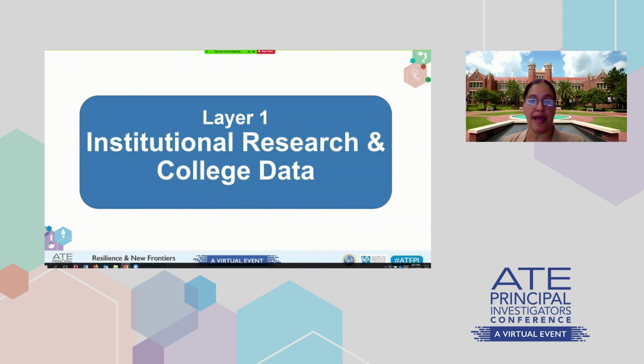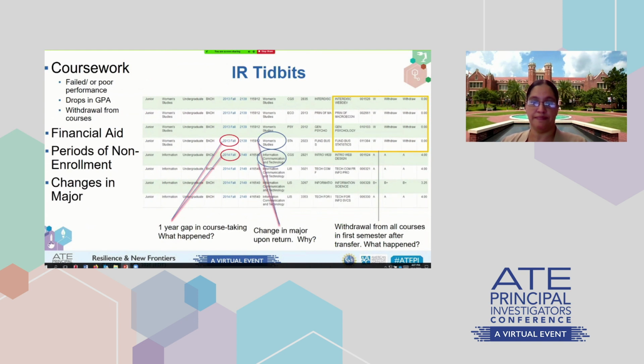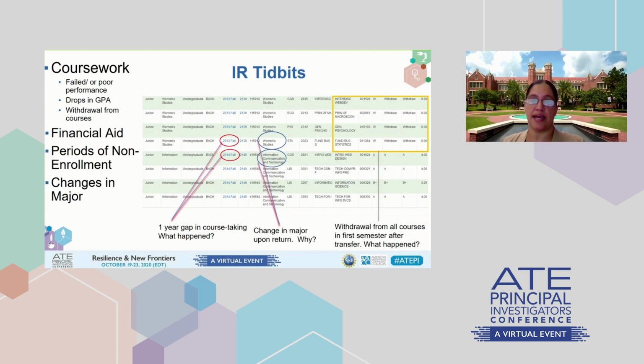So let's review layer 1 and the extraction of IR and college data. Institutional research really gives the backtracking technique an edge in data collection and extraction of IR data prior to surveying or interviewing former students. And this is key because it gives us insight into students' experiences prior to that data collection. So for example, IR can inform us about coursework, such as failed courses, low grades, drops in GPA, and withdrawal from courses. We can gain insight into financial difficulties, periods of enrollment, changes in major, completion rates, and much more, right?